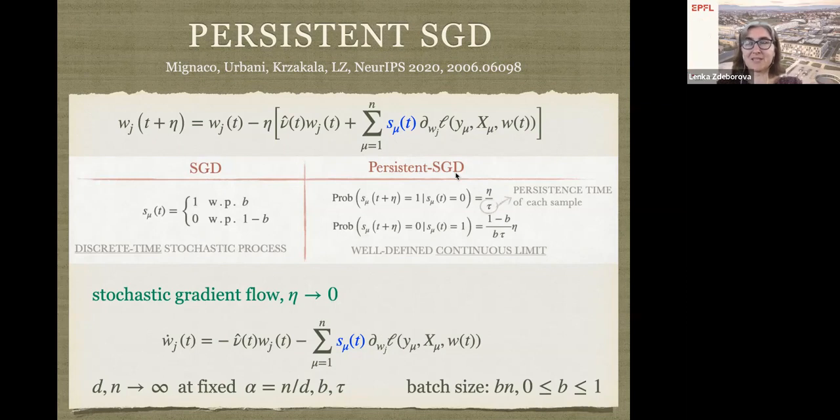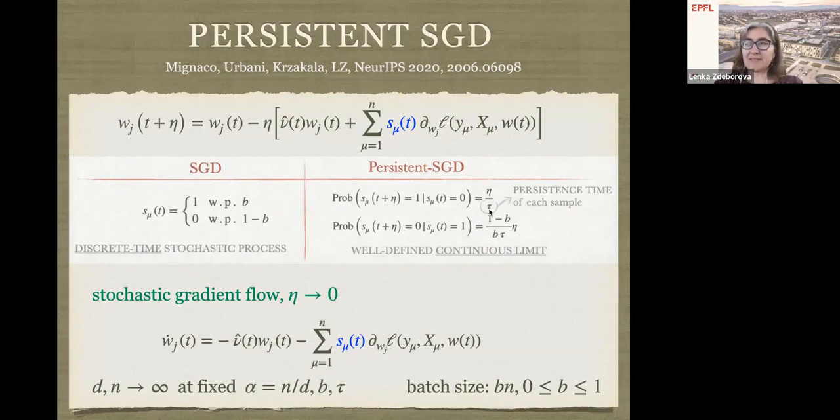All that changes is the protocol with which you decide whether a given sample is part of your mini batch or not. In stochastic gradient descent, you just decide at random. Every time step, you pick a certain number of your samples, and that's your mini batch. In the persistent stochastic gradient descent, every sample actually has a Poisson process related to it, and the Poisson process has a persistence time, tau, and then at every time, the Poisson process decides whether the sample is in the mini batch or not. So that's where the word persistent comes from.